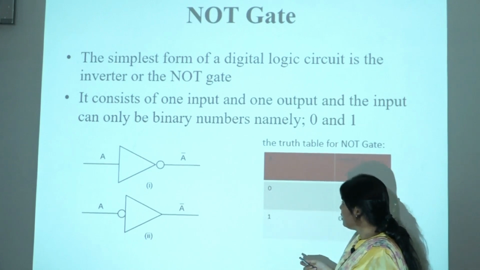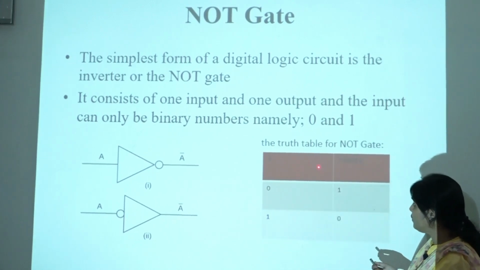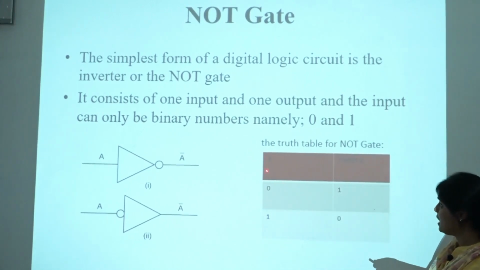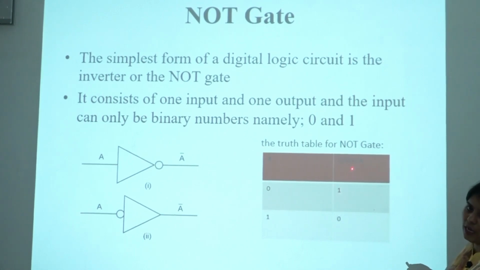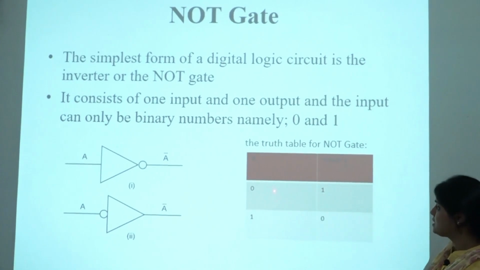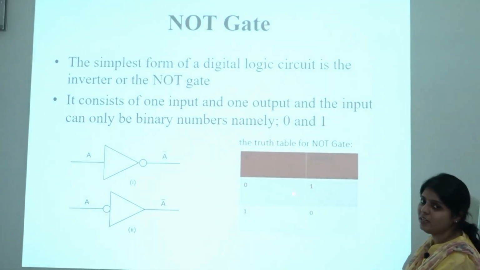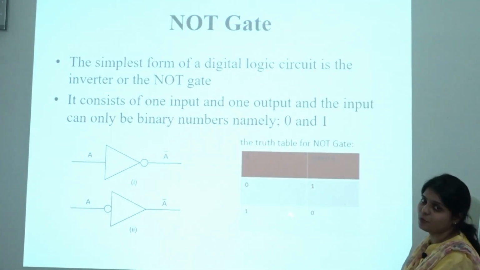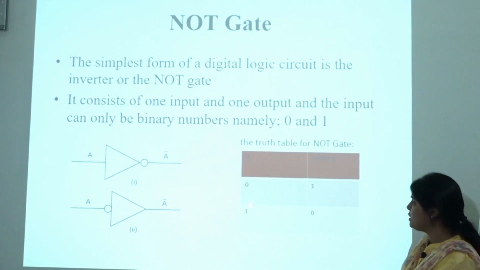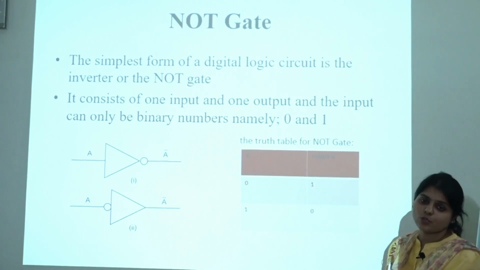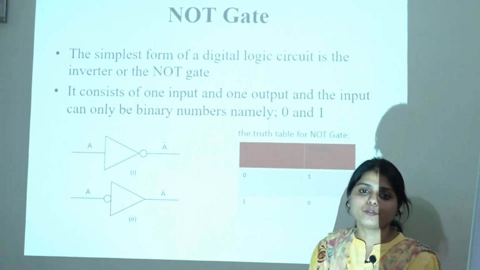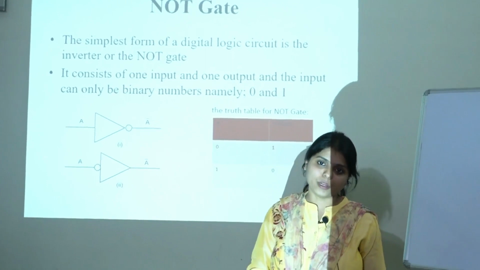Okay. Now when we look into this truth table, here is my A input, here is my Y output, which is not A or A complement. When I take 0 as input, my output will be 1. When I take 1 as input, my output will be 0. So the complement of the input is done by your NOT gate. So basically, NOT gate performs inversion operation.